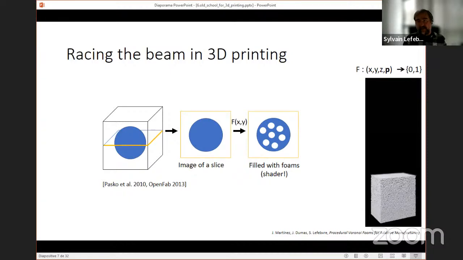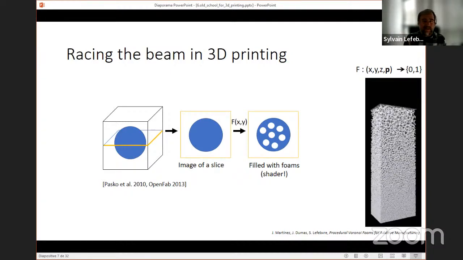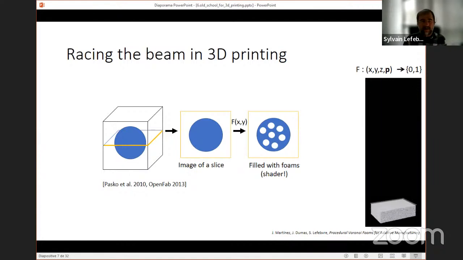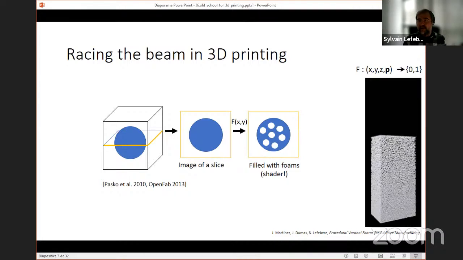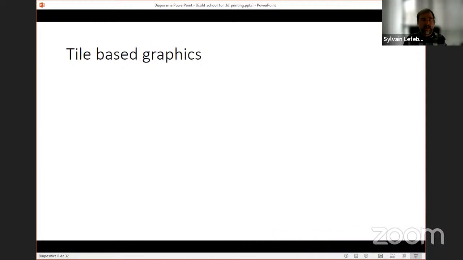You only have to be fast enough so that the printer doesn't have to wait for you, even though maybe it could, but it's really not good to interrupt the printing process. And of course, it's something that has been recognized by several researchers in the field. And like I said, there are quite a few methods using this idea.